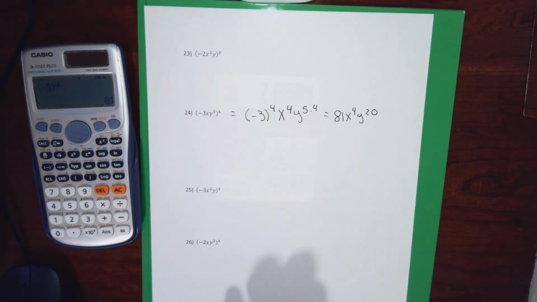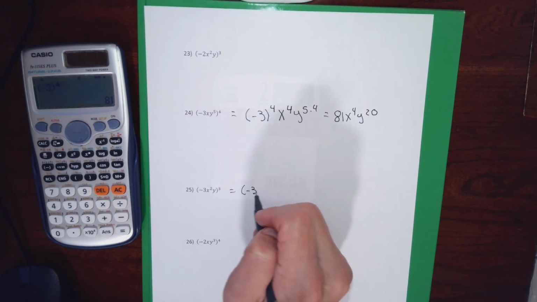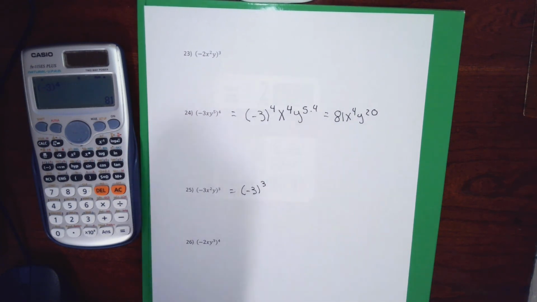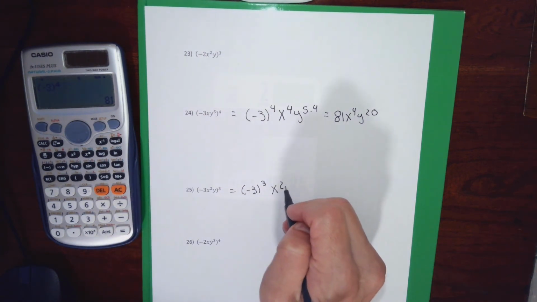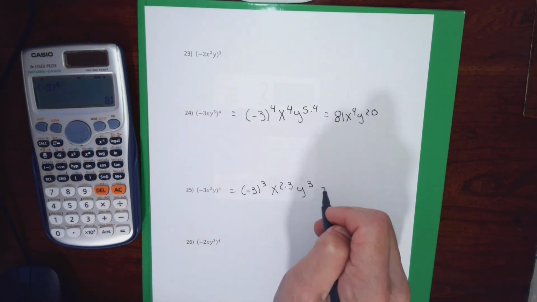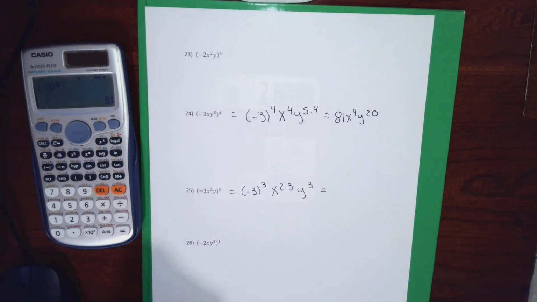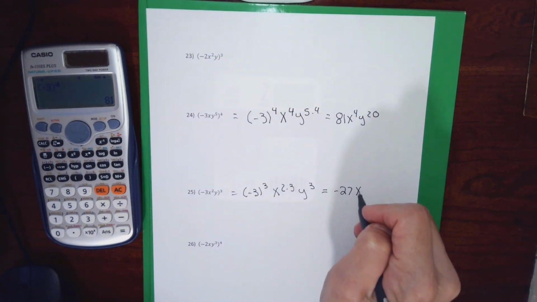I'll do 25 with you. In problem 25, this is going to be negative 3 attached to the exponent of 3, cubed, x to the 2 times 3, y attached to the exponent, so y to the third. I can do negative 3 cubed without my calculator. It's negative 27. So I'll just do that.